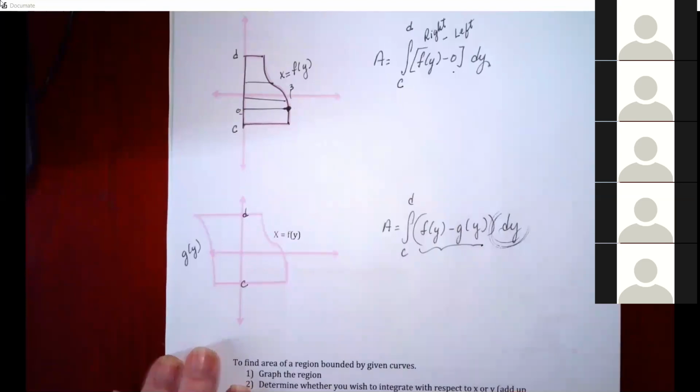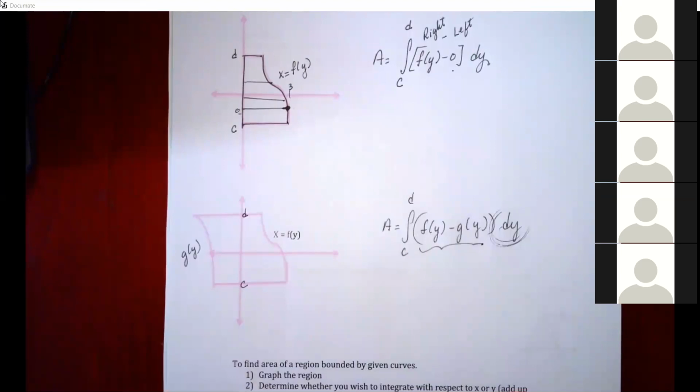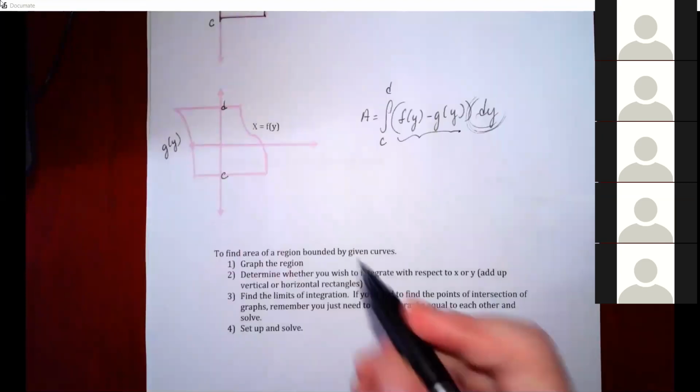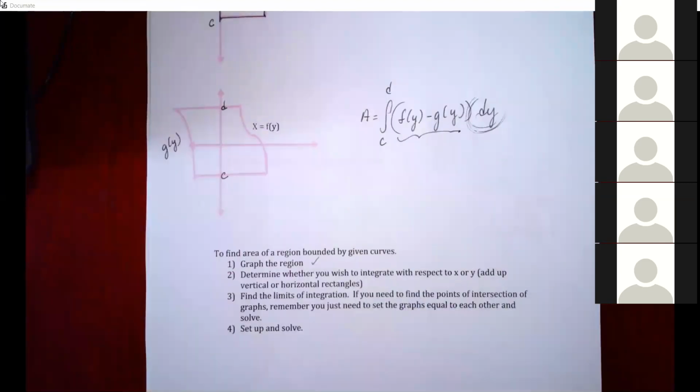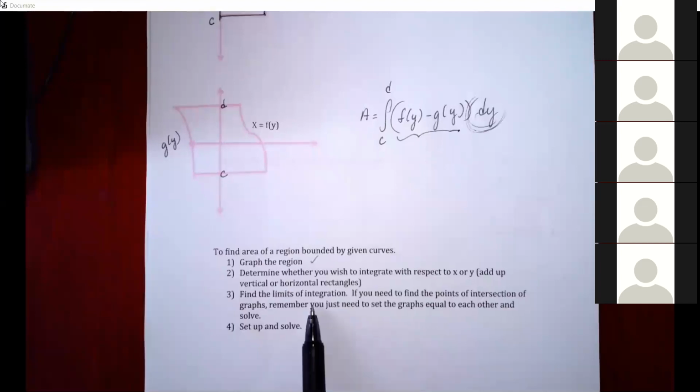Okay, so if we're going to be trying to find areas of general regions between curves, the first thing we're going to want to do is graph the region. We're going to determine whether we want to integrate with respect to x or y. In other words, do we want to look at vertical rectangles? Do we want to look at horizontal rectangles? Sometimes we'll want to do one, sometimes the other. We'll look at when we do what. Then find the limits of integration and integrate.